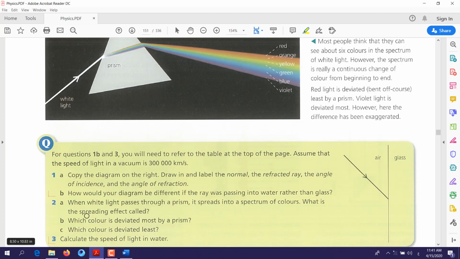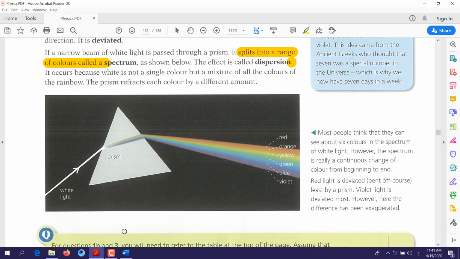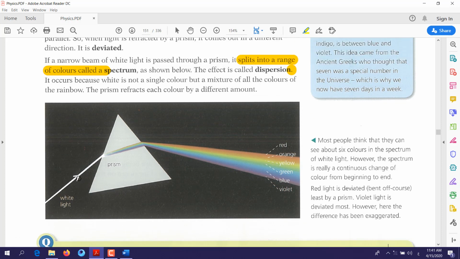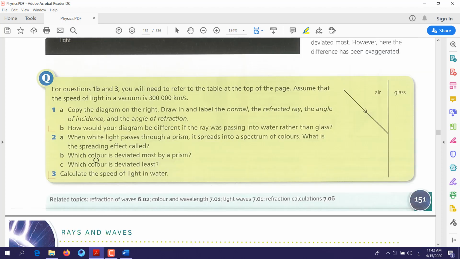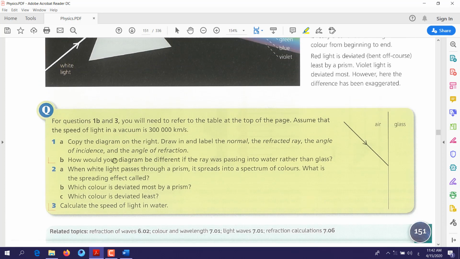Question number 2a. When white light passes through a prism, it spreads into a spectrum of colors. What is the spreading effect called? Here we have this prism. When white light passes through it, the light will spread out into many colors. What do we call this effect? We call it dispersion.